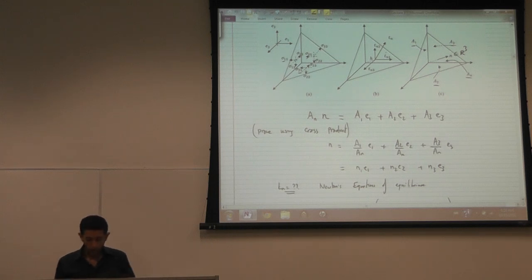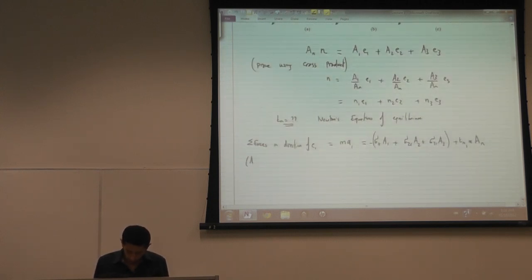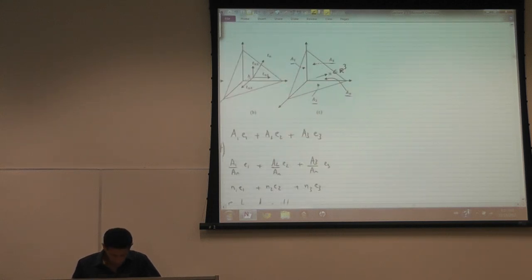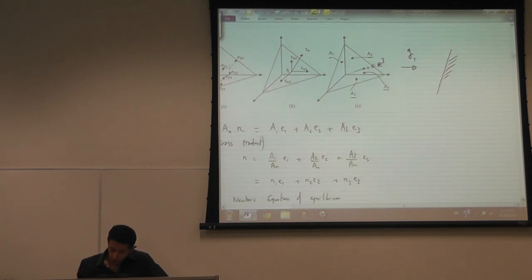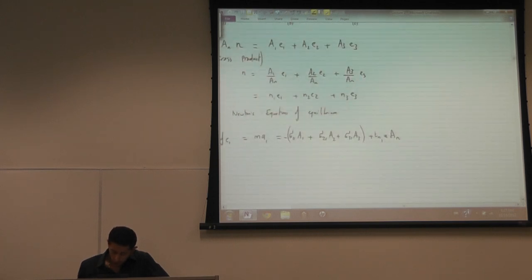Now there are other body forces as well, or let's assume body forces are equal to zero. So you also have the ground pulling this with a force equal to the mass multiplied by an acceleration g1, which is what we call body force g1. So this will be equal to the mass multiplied by g1, equal to the mass multiplied by the acceleration component number 1.